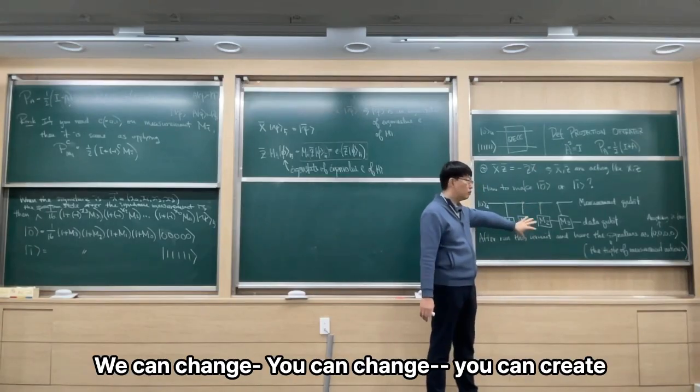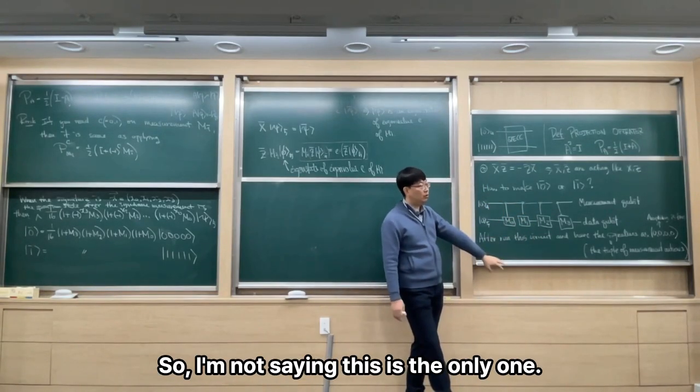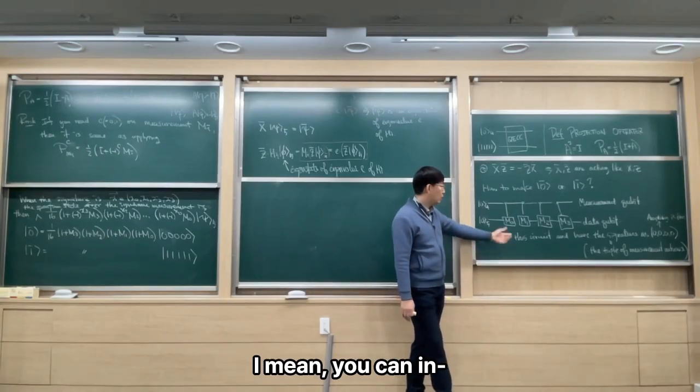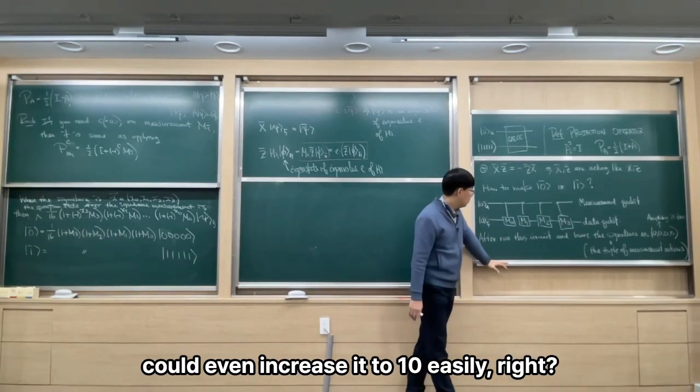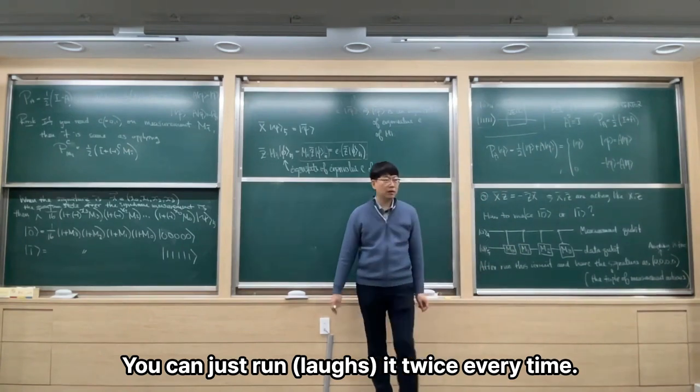You can create your new quantum error correction code. I'm not saying this is the only one. Like, there are infinitely many. I mean, you can even increase it to 10 easily, right? You can just run it twice every time.